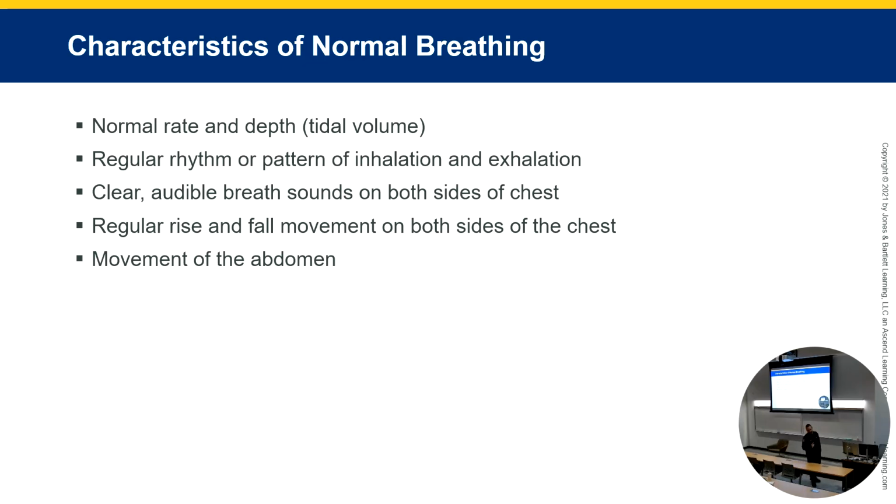To understand what is abnormal breathing, you first need to know what is normal breathing. So the characteristics of normal breathing. Again, normal rate and depth. We talked about it. A normal resting breathing rate for an adult is 12 to 20.